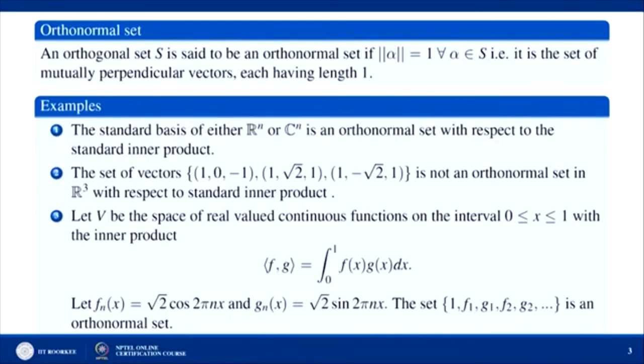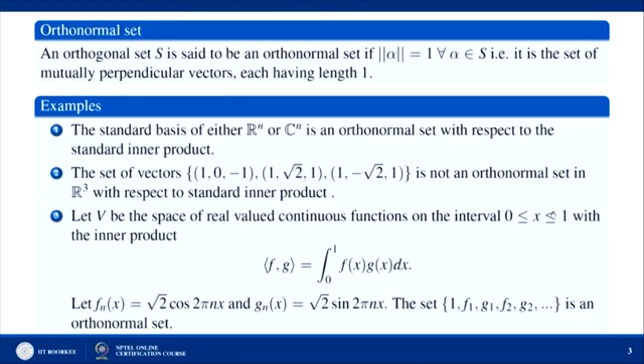So we have various examples to verify that a set of vectors is an orthonormal set. Suppose you have the standard basis of Rn. What is the standard basis of Rn? We know it is simply 1, 0 and so on up to 0; 0, 1, 0 and so on up to 0; and similarly 0, 0 and so on, 0, 1. If you take the inner product of any two distinct vectors in this set, it is 0. You can simply verify 1 into 0 is 0, 0 into 1 is 0. And the norm of any vector in this set is 1. So we can say that this set of vectors is an orthonormal set.